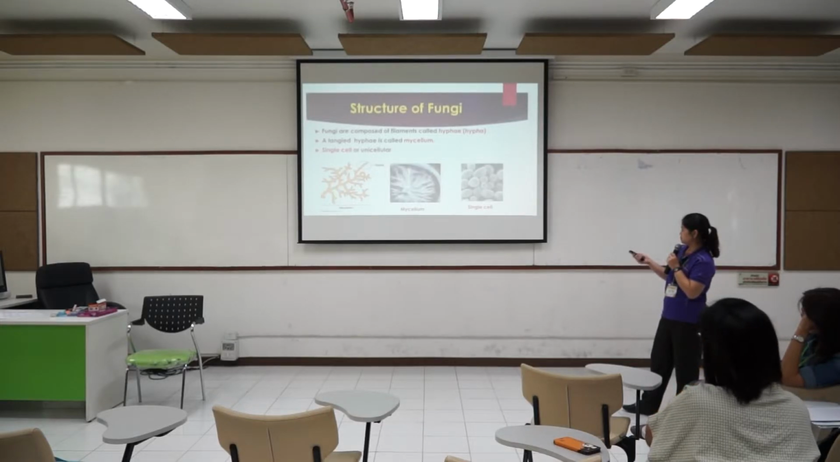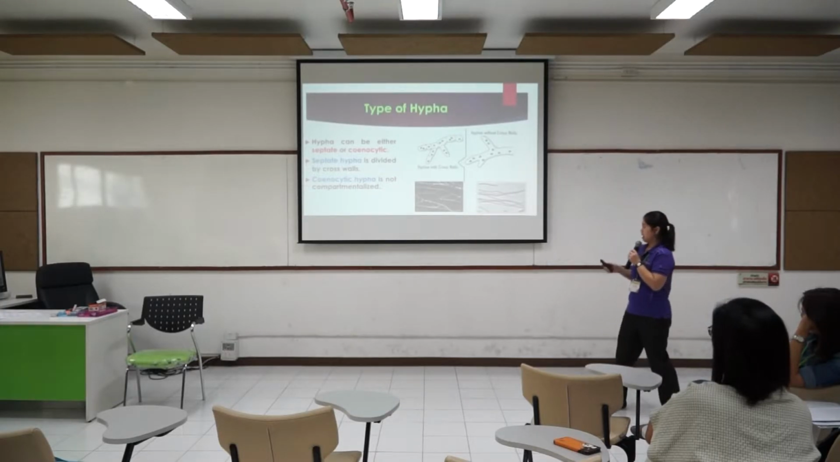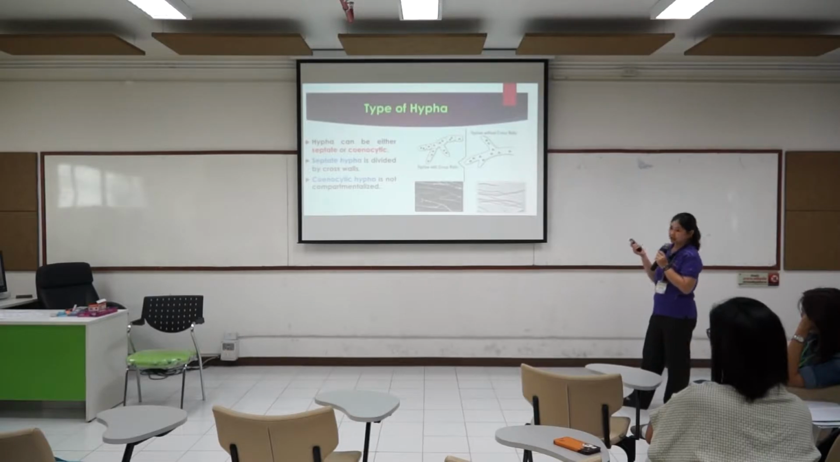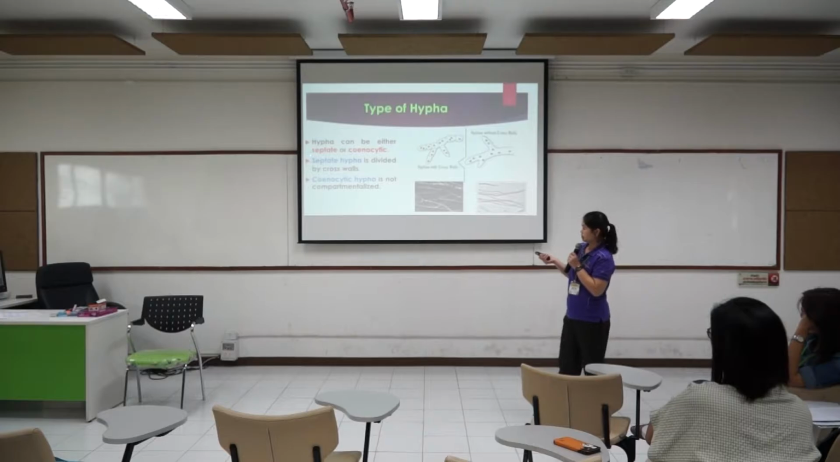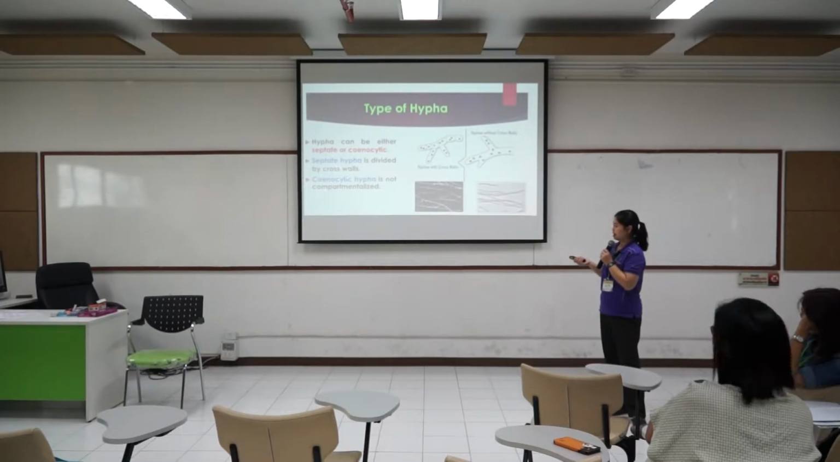Okay, for the next one. Now we know about the meaning of hypha and the type of hypha. If we talk about the type of hypha, we can separate the hypha into two types. First, septate hypha and the last, cenocytic hypha. The two terms are different. Can you guess how they are different?